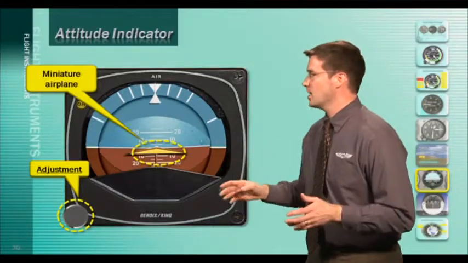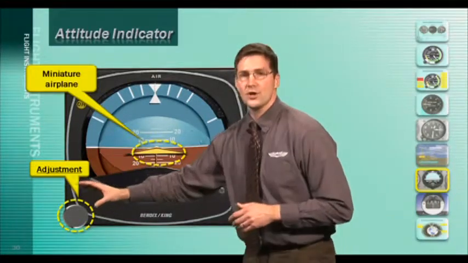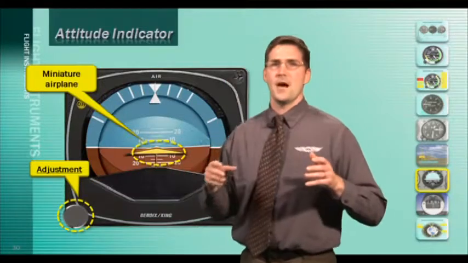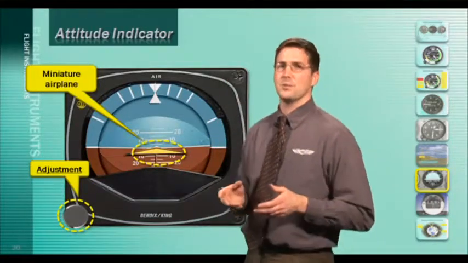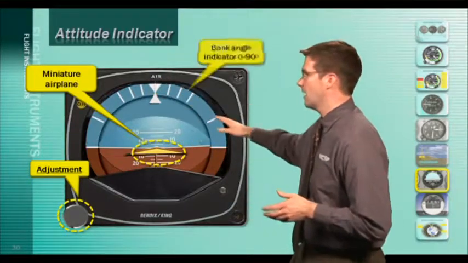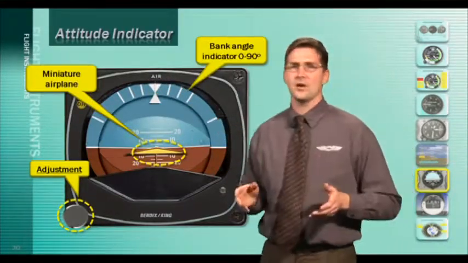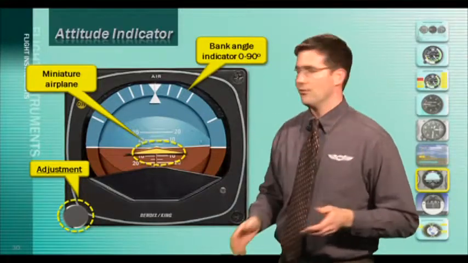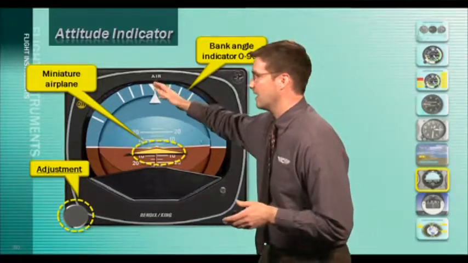Now you can adjust the airplane up and down on the horizon by turning this knob. Turning this knob up and down allows you to align the miniature airplane with the horizon in the instrument. Now these marks that you see right up here indicate bank angle from 0 degrees all the way to a full 90 degrees of bank.